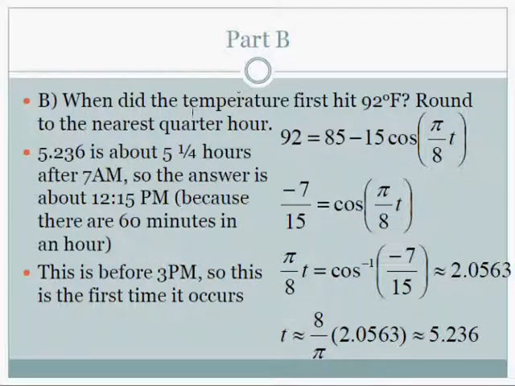Now, admittedly, some students got freaked out because they're like, wait, I just plugged this in, but I know that there could be another answer for our inverse cosine function. But they realized that it's before 3 that the time we found was 12:15 before 3 p.m. So yeah, this is the first time that it occurs. Naturally, it also occurs after 3 p.m. in the afternoon, once the temperature starts coming back down.